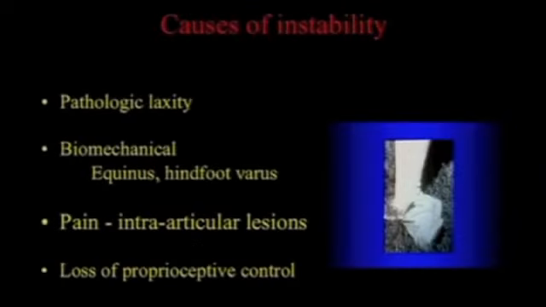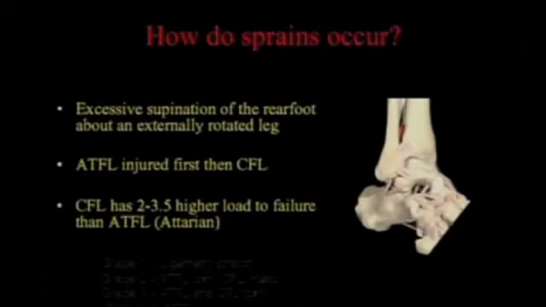Okay, why do we get instability? We talked about inadequate rehab sometimes, which can lead to loss of proprioceptive and neuromuscular control. We might have biomechanical issues with the hindfoot. We might have pathological laxity or hyperlaxity of the joints. And the pain usually is due to intra-articular lesions, which can be present in almost 23% of the ankle sprains that we treat. So be vigilant about those.